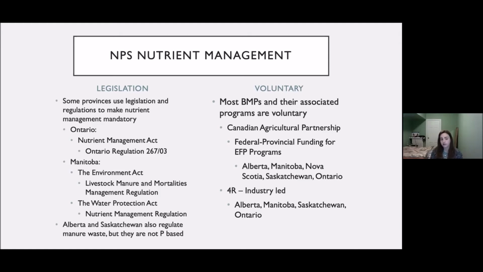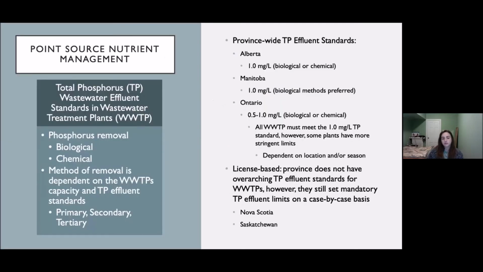So phosphorus targets have not been developed under these nutrient management acts, and only Manitoba has used the Water Protection Act nutrient management regulation to identify at-risk water bodies in order to enforce more stringent phosphorus protection or phosphorus reduction, which are occurring in all of the provinces.